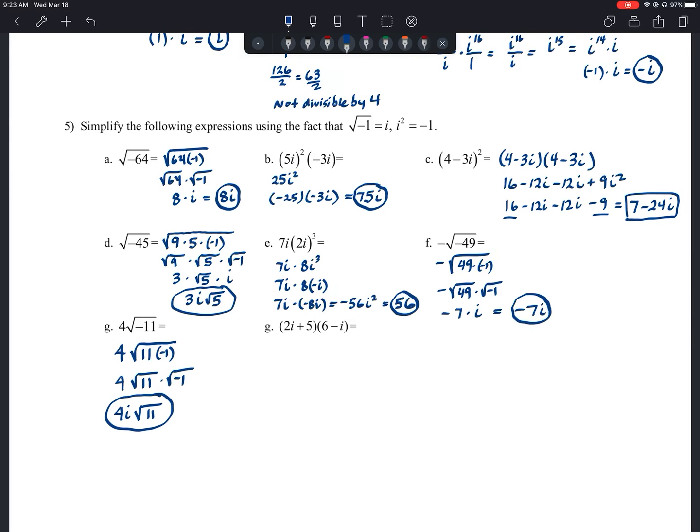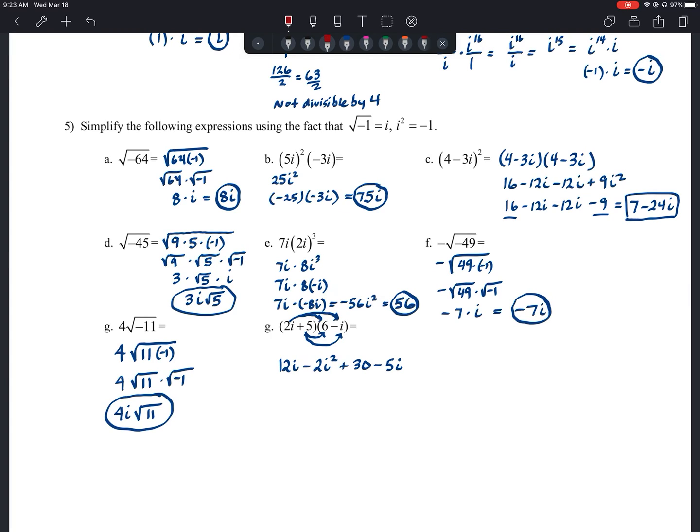And last one, letter G, we have 2i plus 5 times the quantity of 6 minus i. So this is going to be one here. We're just going to end up FOILing it out. So if I do 2i times 6, I've got 12i. If I do 2i times negative i, I get a negative 2i squared. If I take 5 and multiply it by 6, that's going to be a positive 30. And then if I do a 5 times negative i, I get negative 5i.